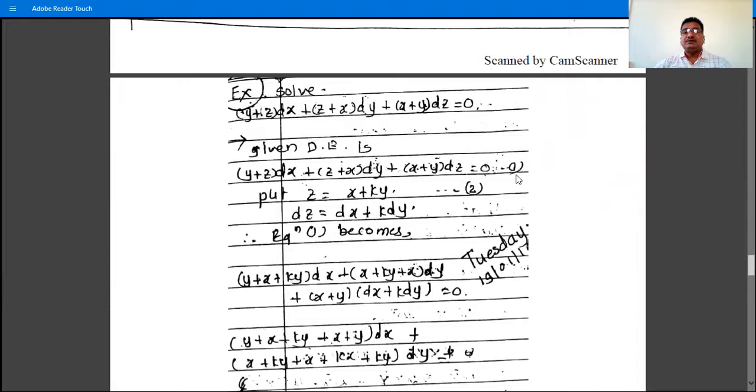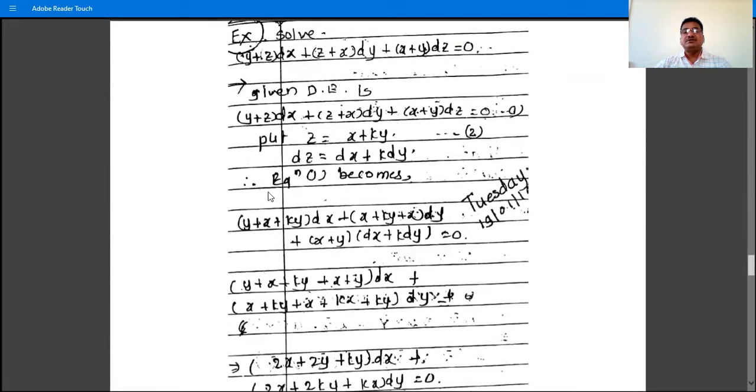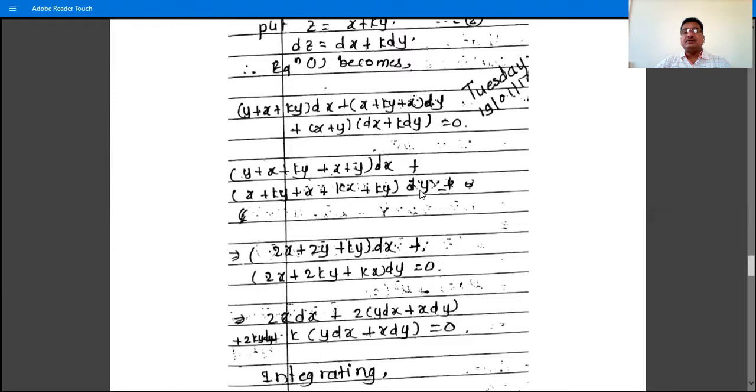So the given differential equation is equation 1. Then put z = x + ky. Therefore, dz = dx + k dy. Then equation 1 becomes, substituting z as x + ky and dz as dx + k dy, equal to 0. Then after simplification, we collect the coefficient of dx and the coefficient of dy. We have the coefficient of dx as y + x + ky, and the coefficient of dy is this.